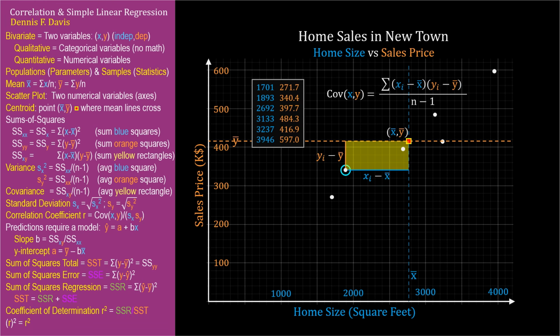How interesting! So the x and y variances depend on summing and averaging squares, and the covariance of x and y depends on summing and averaging rectangles, one side of each length. But we still use SS sub xy, sum of squares xy. Here's how the calculation works out.